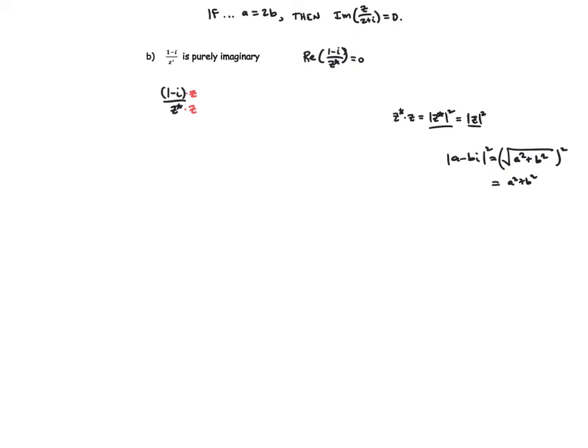Okay, so what I'm going to get is, of course, I've got to expand the top here. 1 minus i times a plus bi over a squared plus b squared, which actually won't even matter. All that I want to do is take the real component, set it equal to 0. So let's see what we get for the real component here.